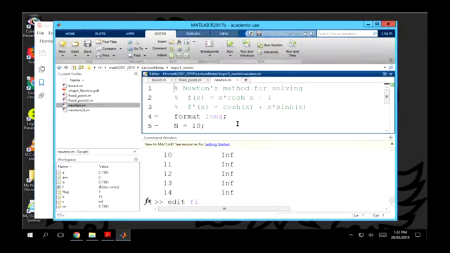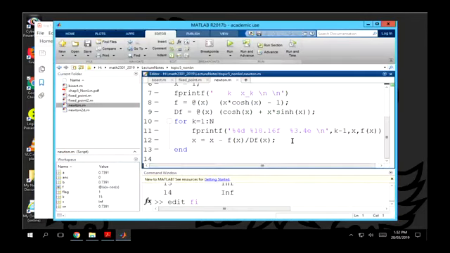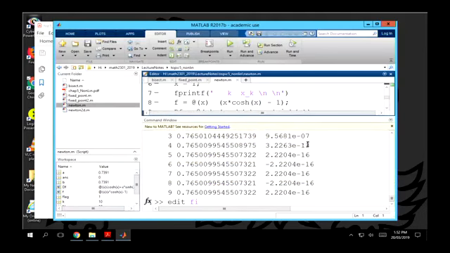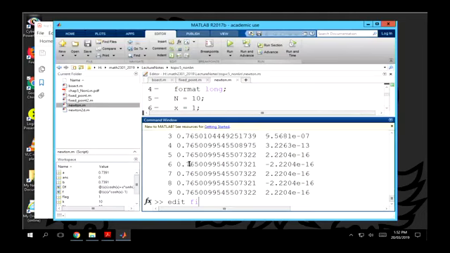So Newton method. See, I run it, and you see the solution, the point starts from 1, and after 9 iterations, you get a very, very good solution.